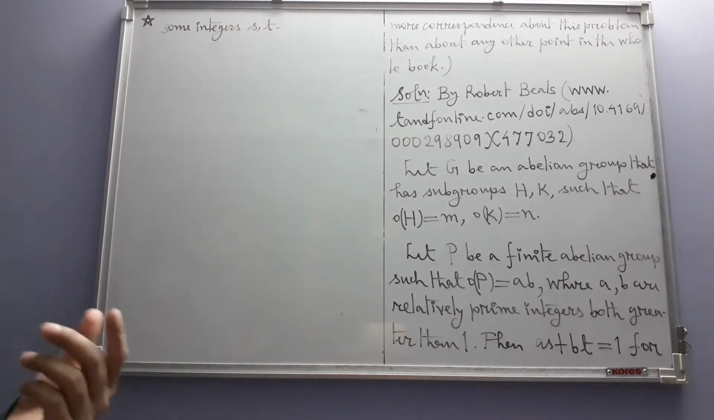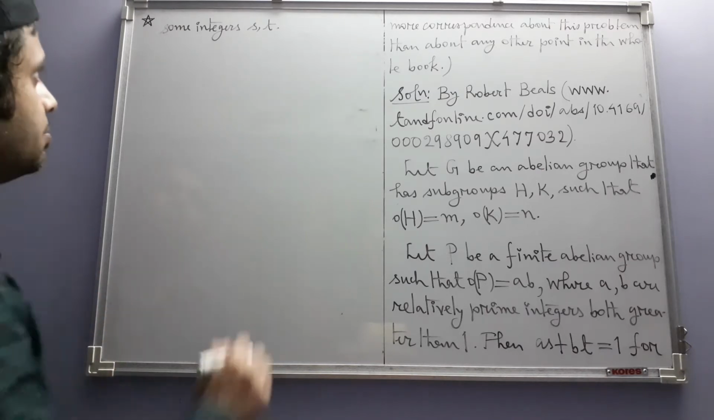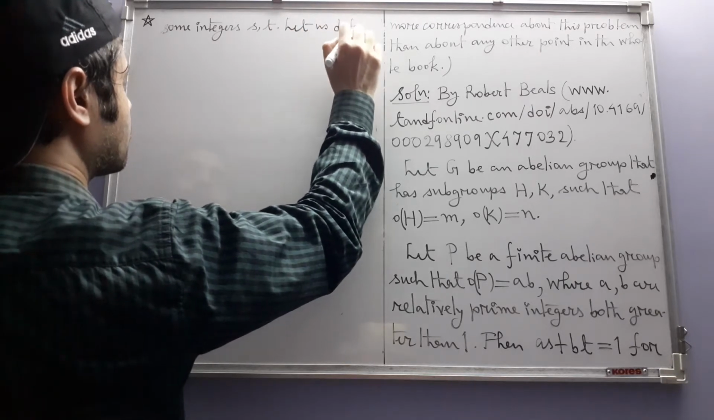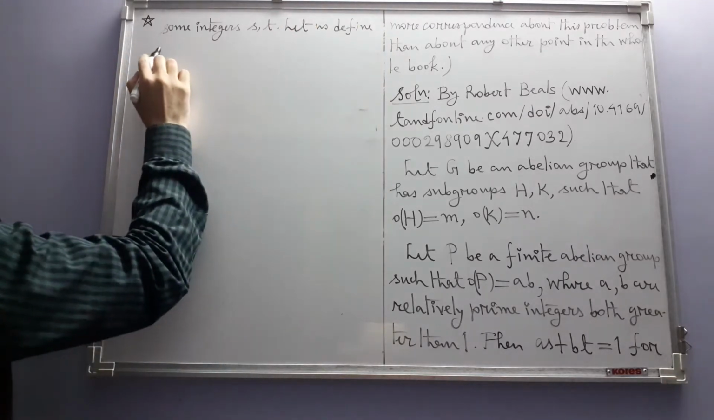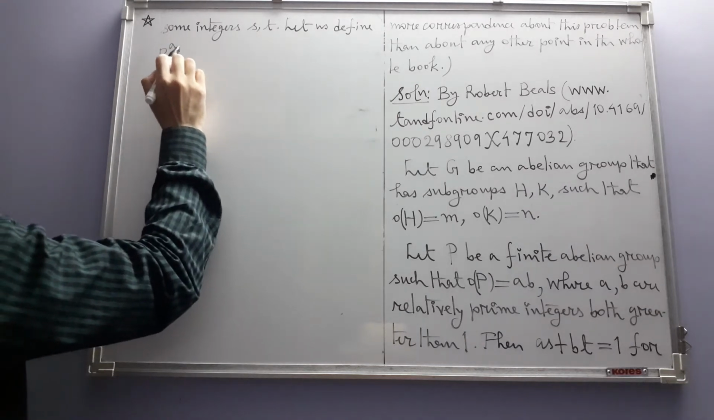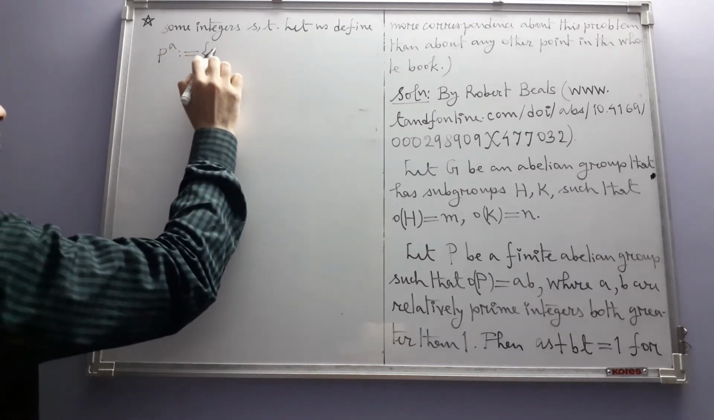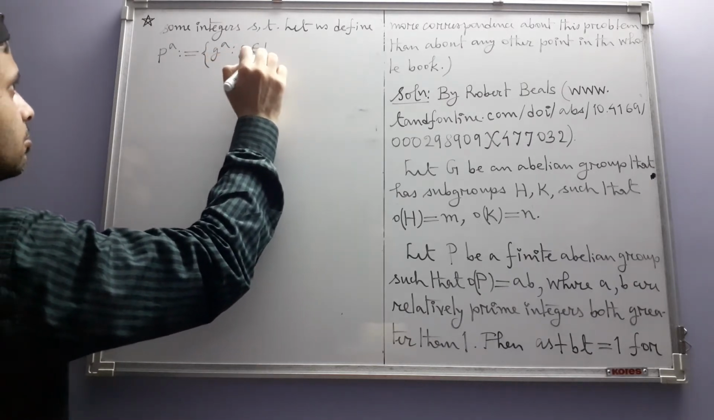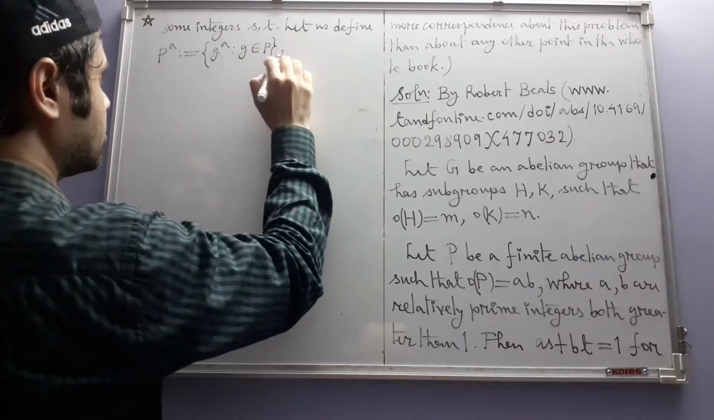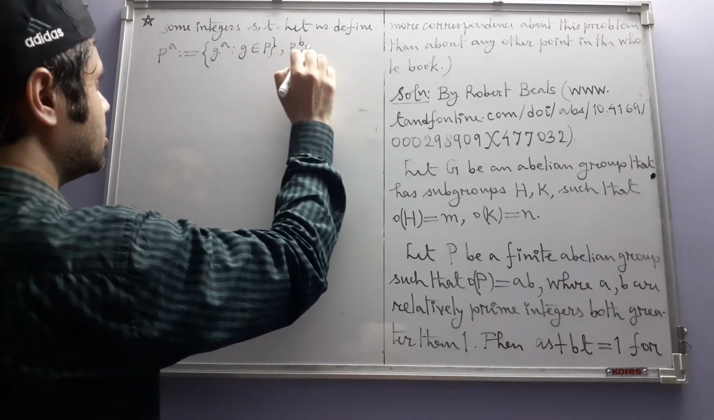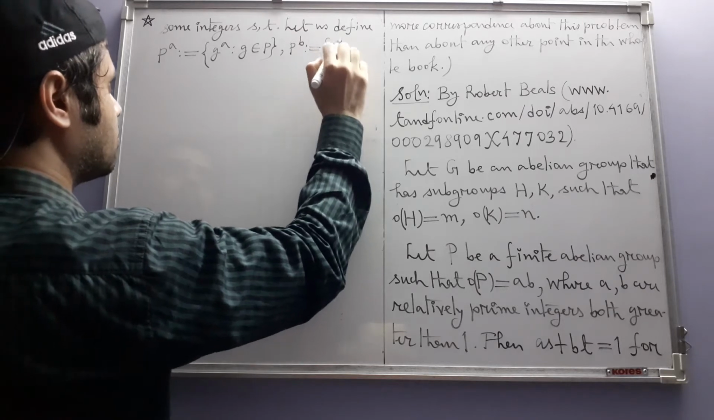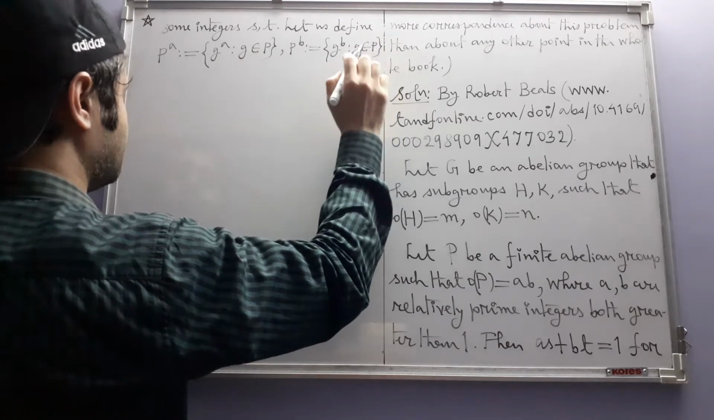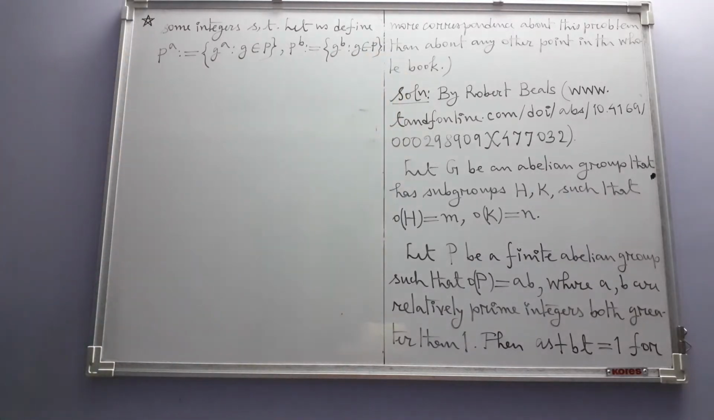Now we are going to define two subsets of P. Let us define P_A to be the set of all Ath powers of elements of P, and like that P_B is the set of all Bth powers of elements of P.